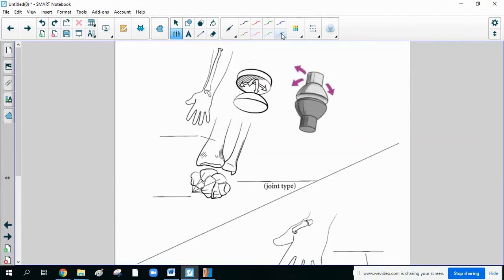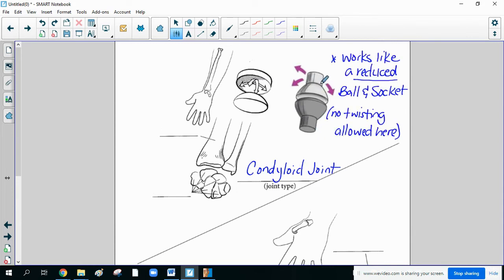Okay, the next type of joint is called a condyloid joint, or sometimes known as an ellipsoid joint. Fancy names. If you look at it, it looks kind of like a reduced ball and socket, and it is. It can move forward and backwards, side to side. The only thing it cannot do is the twisting motion. Okay, so notice this part would be sort of the reduced ball and the reduced socket, and then we have the same kind of representation here. It's just not as well connected as the ball and socket is.